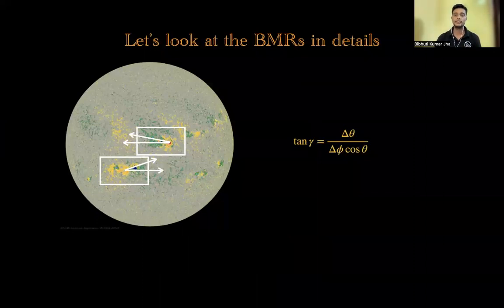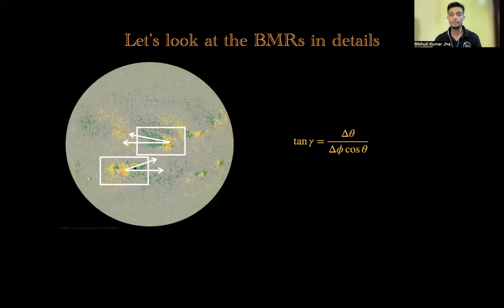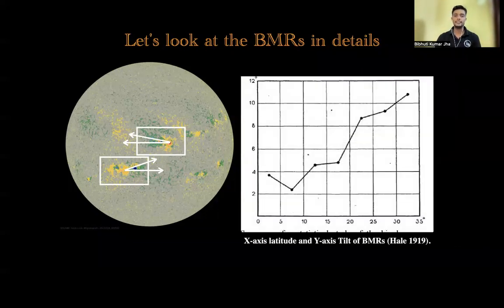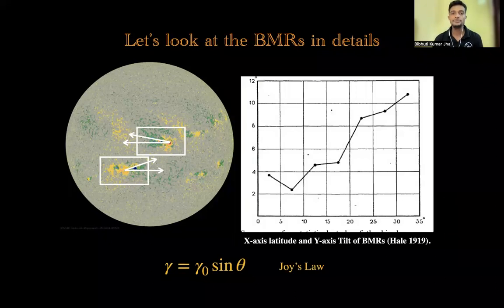where theta is the latitude of these polarities, and delta phi is the longitude difference, and theta represents the latitude of this BMR. Now, in 1919, Hale discovered that the tilt of BMRs depends on the latitude of appearance of the BMR, and it increases with latitude. This is popularly known as Joy's law.